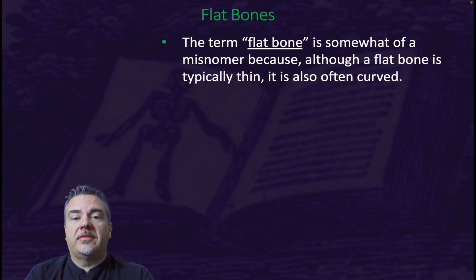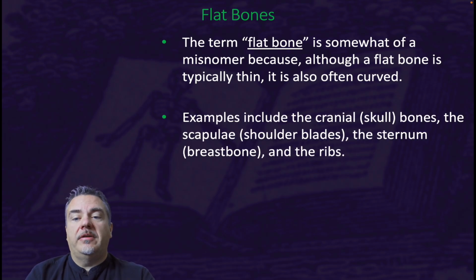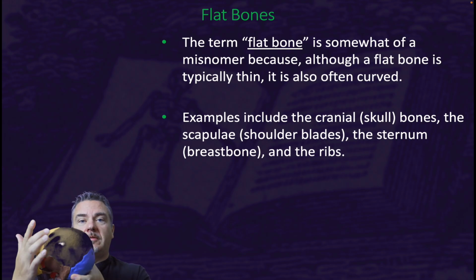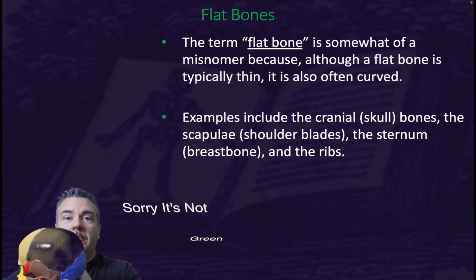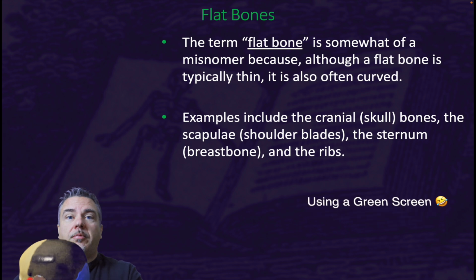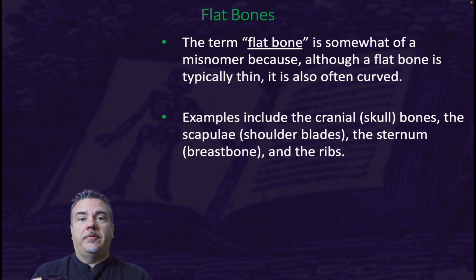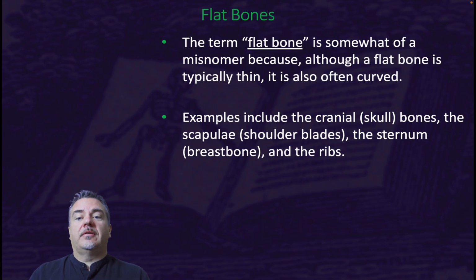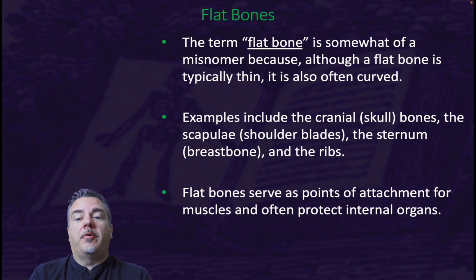The term flat bone is somewhat of a misnomer, because although a flat bone is typically thin, it is often also curved. Examples include the cranial skull bones, the scapula or shoulder blades, and the sternum, breastbone, and the ribs. For example, if we look at this skull here, this green section, the parietal bone, if we take it off, we can see that it's a flat bone, but it is curved. That's considered a flat bone. Flat bones serve as points of attachment for muscles and often protect internal organs.